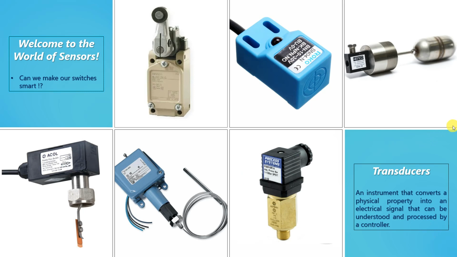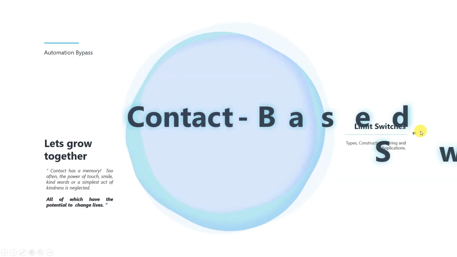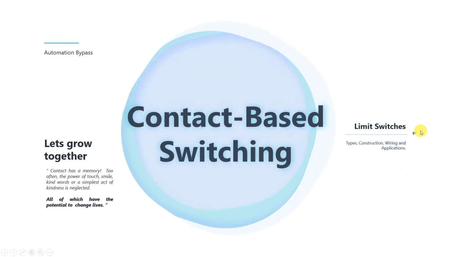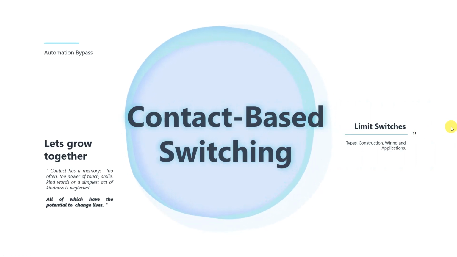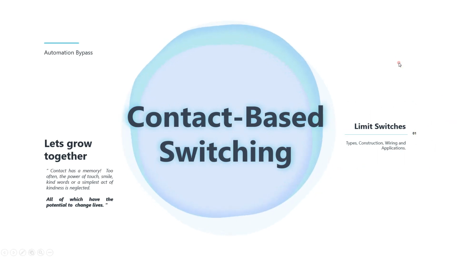Previously, we discussed how we can make our switches NO and NC a little bit smarter. We did this by pairing them up with process variables such as level, flow, temperature, and pressure. We also discussed, as a subclass of such switching, the limit switch, which triggers only when the contact has been made. Now, this is the main topic of today's session, and we are going to discuss this in detail. We are going to discuss the types, construction, wiring, and application of limit switches. So, without further ado, let us begin.